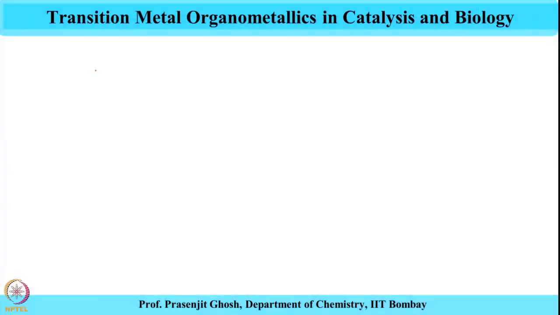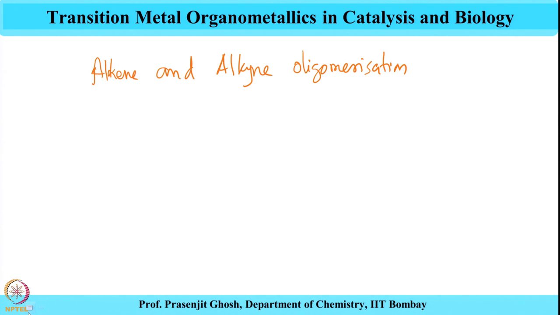Welcome to this course on transition metal organometallics in catalysis and biology. We have been discussing alkene and alkyne oligomerization reactions in the past few lectures. In this context, we have covered two main reactions. The first one is ethylene oligomerization.